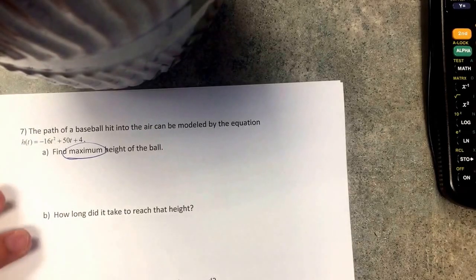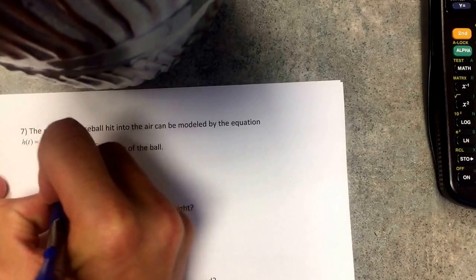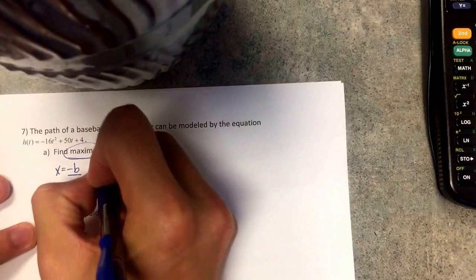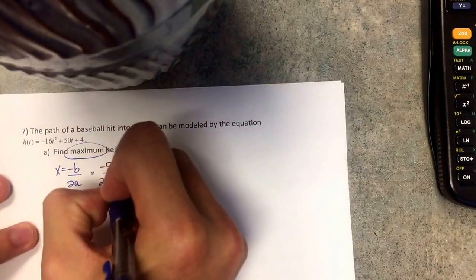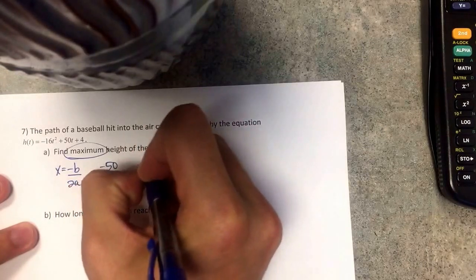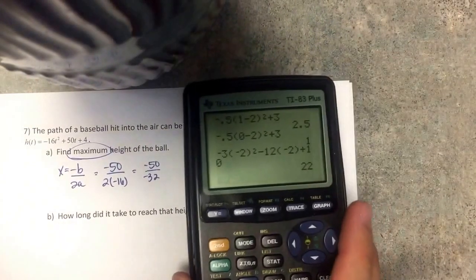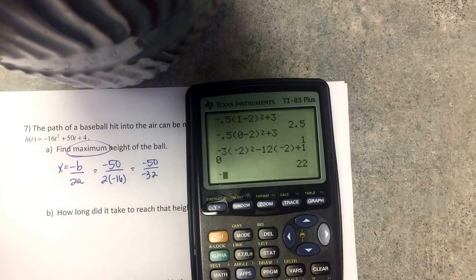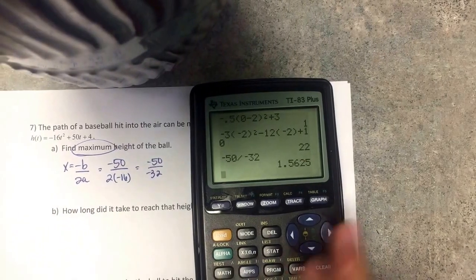And all you're going to do is use your little nifty equation, x equals negative b over 2a. So your negative b would be the opposite of 50, so negative 50. And then 2a would be 2 times negative 16. So you get negative 50 over negative 32. So let's see what the calculator says. The x value comes out 1.5625.